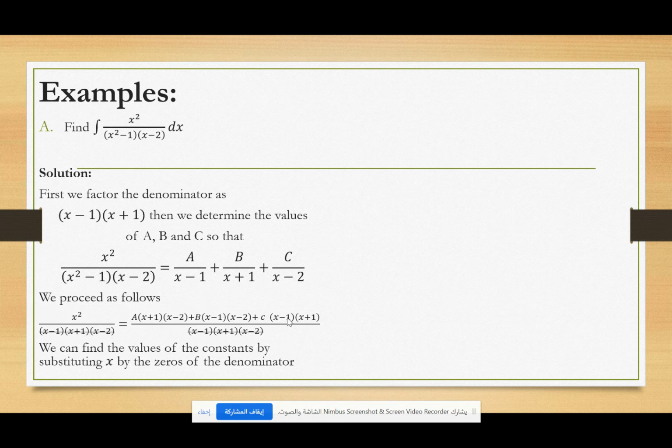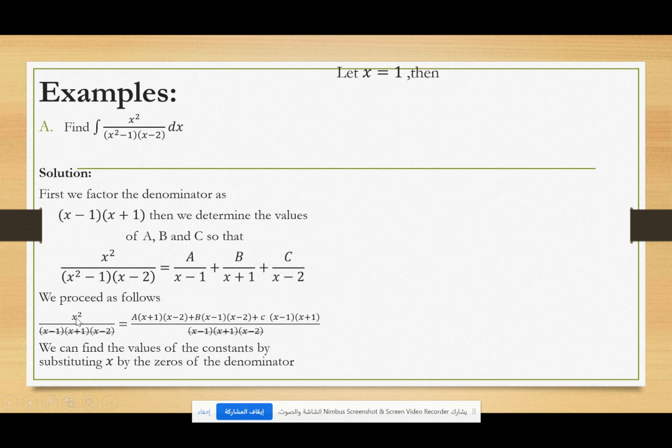You can do it by finding the value of the constant by substituting x by the zeros of the denominator. So the denominator can be 0 when x equals 1. So we are going to start by considering the first zero, which is: let x equals 1. And then we're going to replace it everywhere.